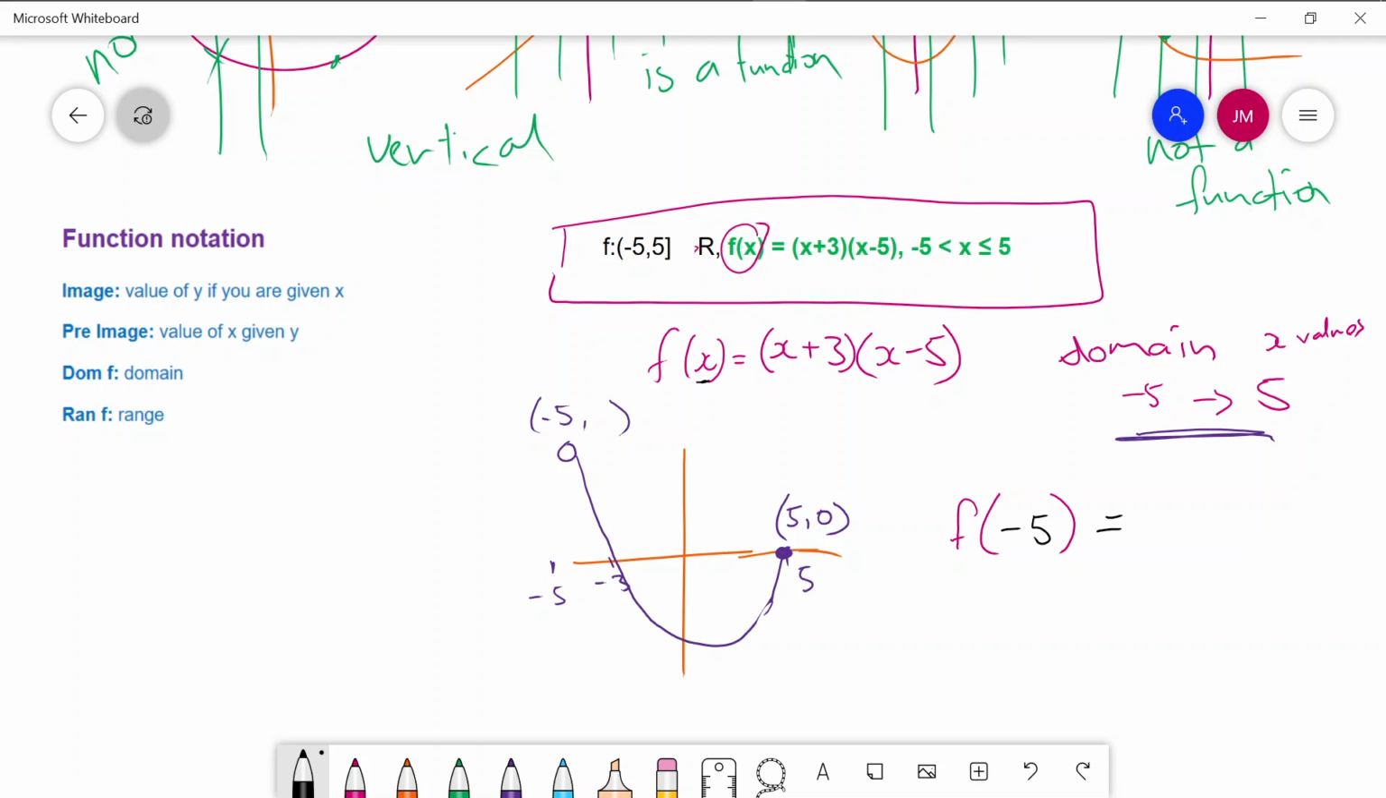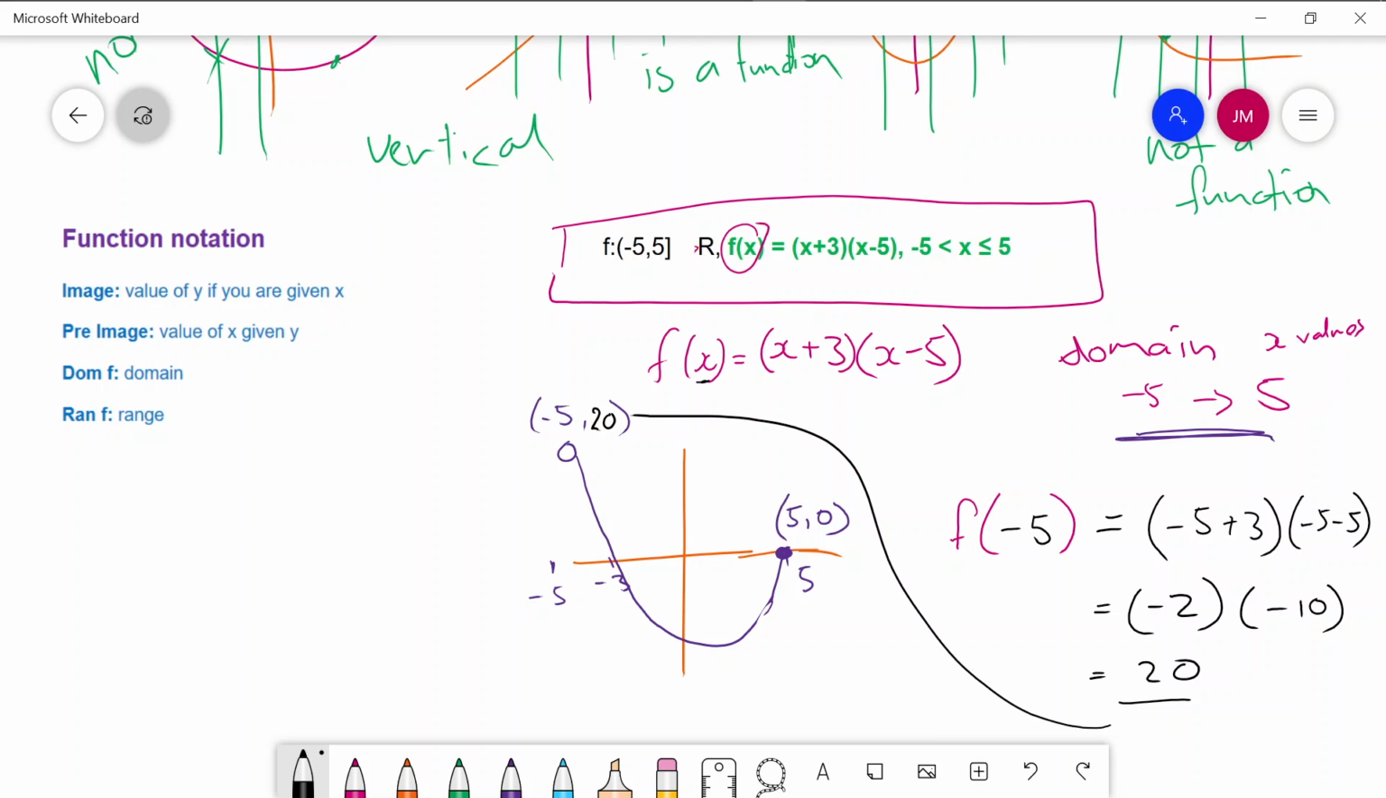So our function was (x + 3)(x - 5), so I'm going to put -5 in the place of the x's. So I'm going to have (-5 + 3)(-5 - 5). And solving that through, -5 plus 3 is -2, times -10, I'm going to get +20. So that tells me that that point is (-5, 20). So this value is going up into there.